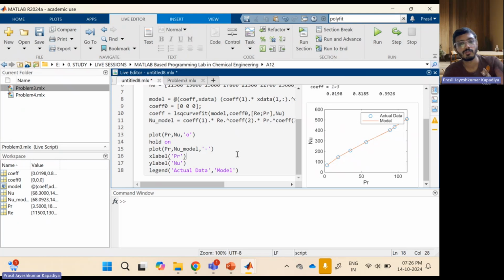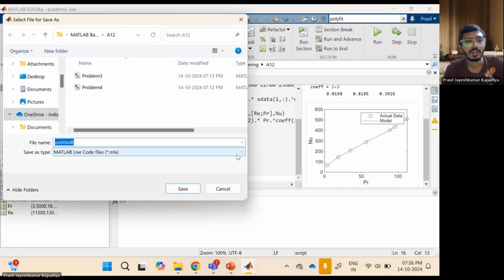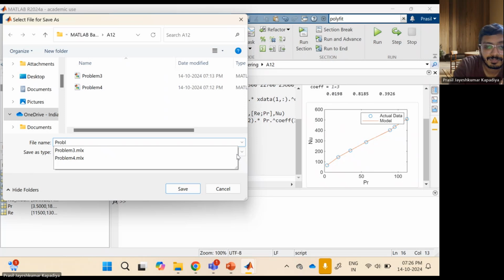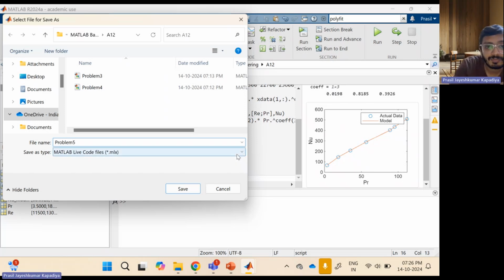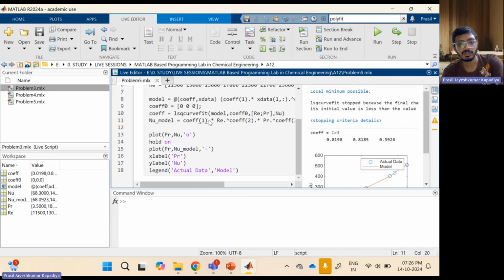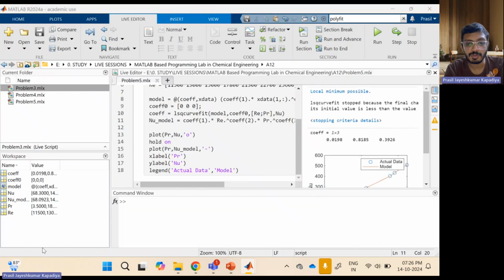Okay, so this is how we can plot it. So I will just save this. This is problem number 5. Okay, I hope this is clear to everyone. So we will move ahead with the next problem statement.